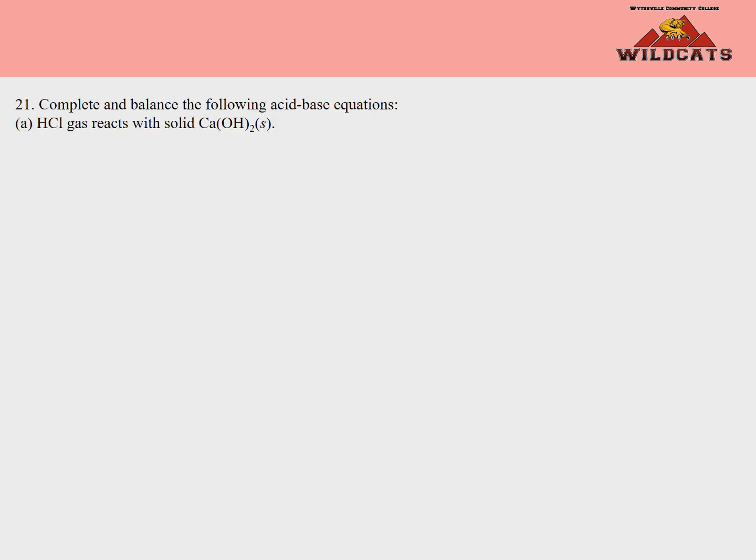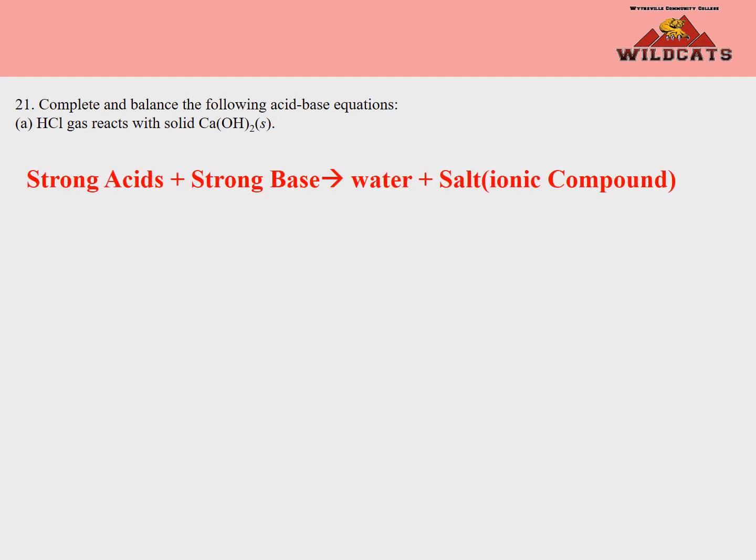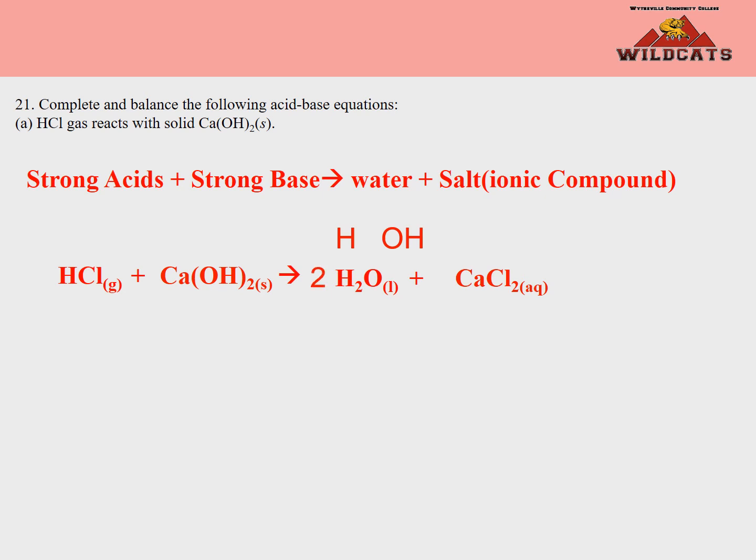So I've got HCl with calcium hydroxide. So I've got a strong acid and a strong base. It's going to give water and an ionic compound. So I've got HCl and CaOH, so I'm going to get water and calcium chloride. Remember, water's HOH, so I need a 2 in front of the HOH. So I put a 2 in front of the HCl, and now my equation is balanced.